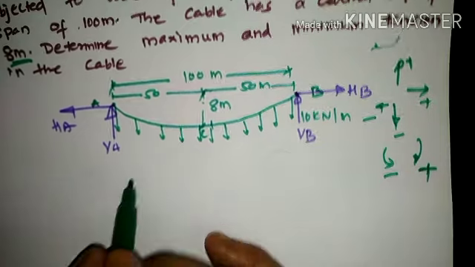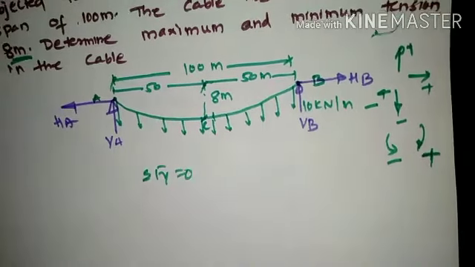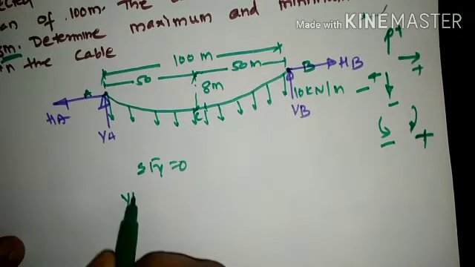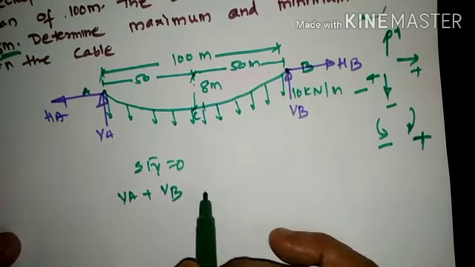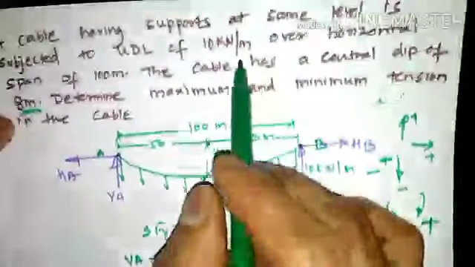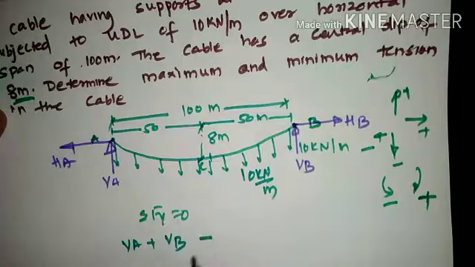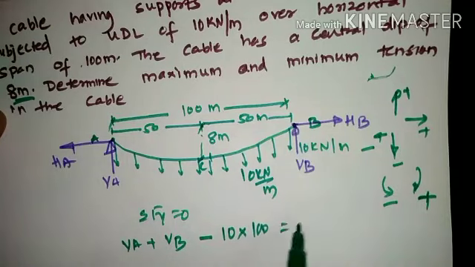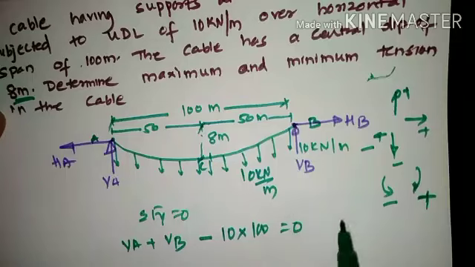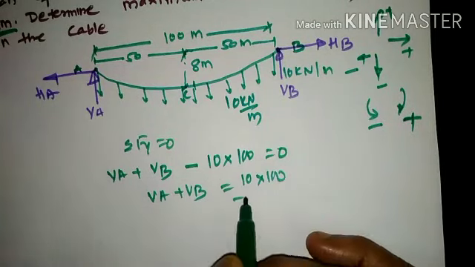Now to start with the solution, take summation Fy equal to 0. VA is upward, so plus VA plus VB, both forces are upward, so positive, minus the magnitude of the load, which is 10 kN per meter. The span of the load is 100, so minus 10 into 100 is equal to 0. So the total value VA plus VB will be equal to 10 into 100, which is 1000.